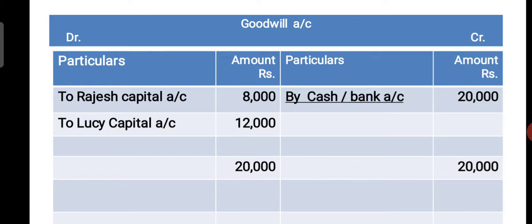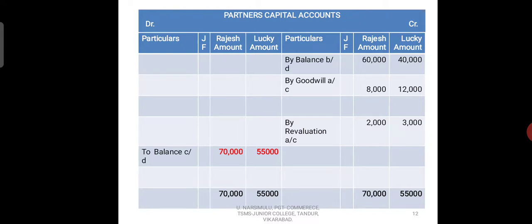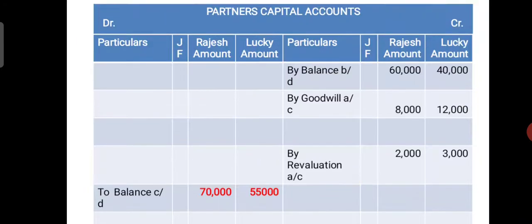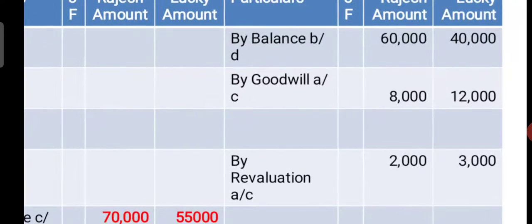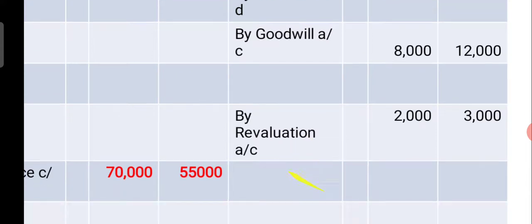Goodwill account. So debit side, Rajesh capital account 8,000, Lucky capital account 12,000, total 20,000. So this account doesn't appear in the balance sheet. One point you can keep in mind, because if the goodwill account is tallied, no need to show it again in the balance sheet. It doesn't appear. Okay, students. Next, old partners capital accounts. So their capital account opening balance should be taken credit side as balance brought down in the balance sheet that is given in the balance sheet. Okay, students.